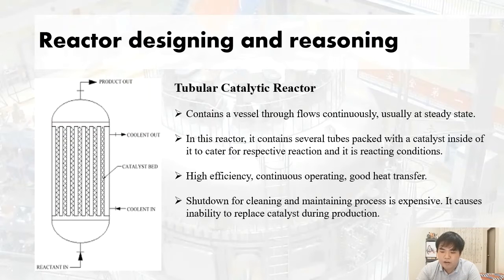It can carry out continuous operation. It has a low operating cost and capital expenditure. It has higher efficiency when dealing with gas-phase reactions, and most importantly, it has good heat transfer. This is very important because when excess heat is produced due to instability of catalytic reactions, it can be removed through the tube walls. There are also disadvantages of this reactor: undesired thermal gradients might exist, and most importantly, the shutdown for cleaning and maintenance is very expensive. It also causes an inability to replace the catalyst during production.